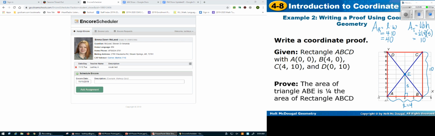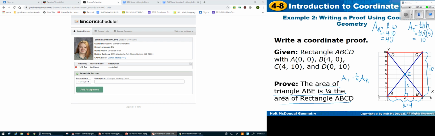So then you're going to show that 10 is 1/4 of 40. It says prove the area of the triangle is 1/4 the area of the rectangle. So you're going to write that down and show that. You found the two areas, so now you're going to write down the area of the triangle needs to be 1/4 the area of the rectangle. That's what this says, right? Area of the triangle is supposed to be 1/4 the area of the rectangle. So just write it down and then plug in your units and show that it's true.